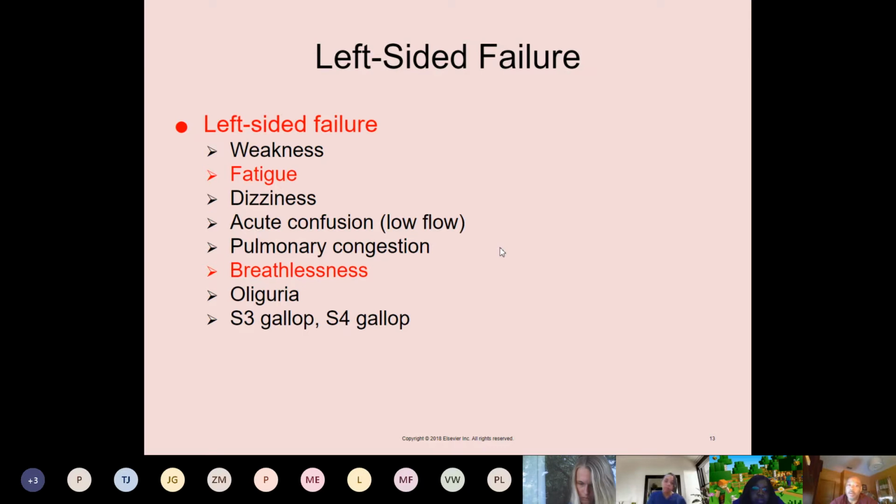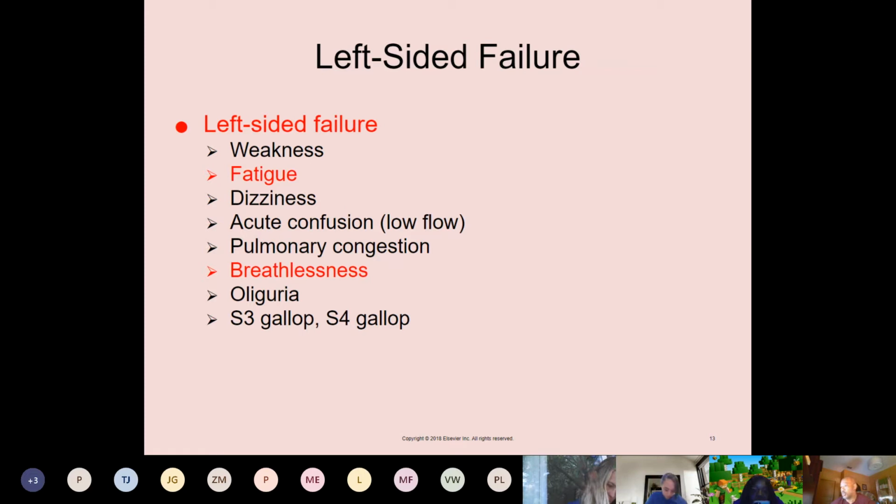You'll also hear S3 and S4 gallop. One of them sounds like Tennessee, and the other one you'll hear like Kentucky. I think Kentucky is the S3. When you auscultate heart sounds, you hear Kentucky or Tennessee or something like that. You'll learn that in health assessment. But your S3 and your S4, S3, I believe it's when your valves are closing too soon.